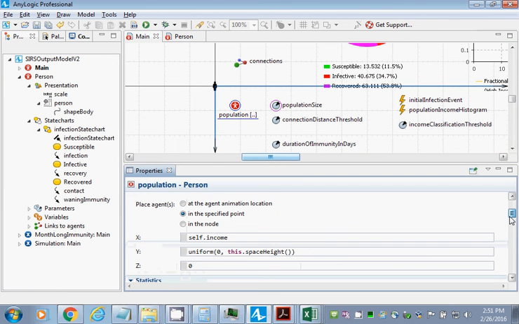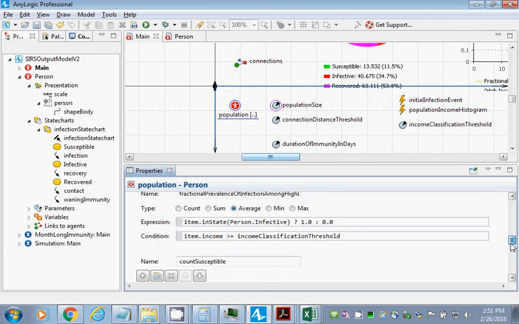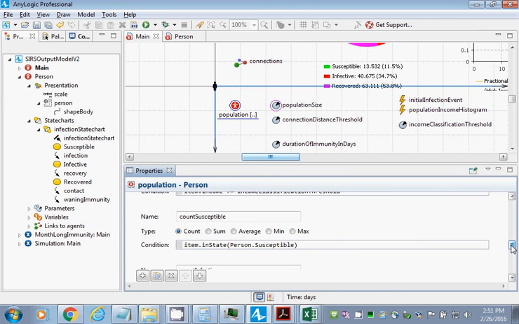Oh, this is the wrong population. That's the wrong model. It's called SIR output or something like that. These are just the ones I downloaded.